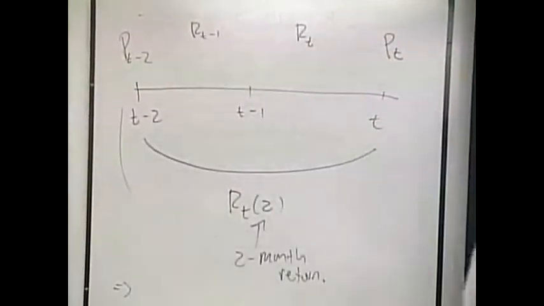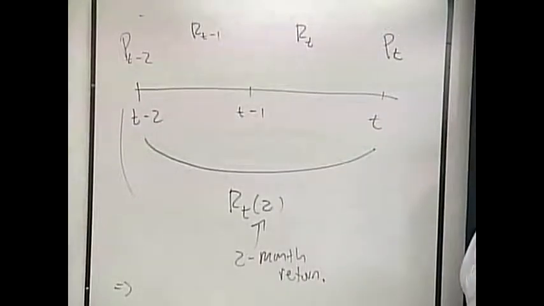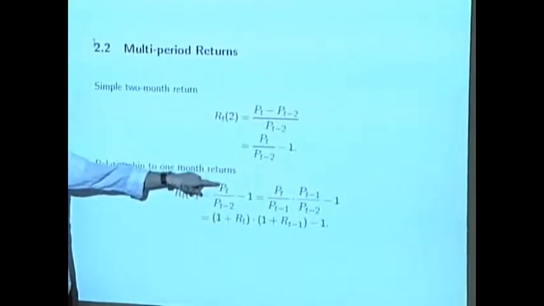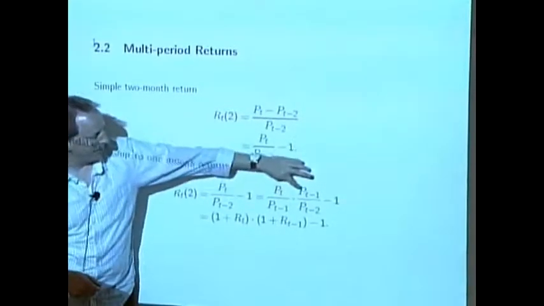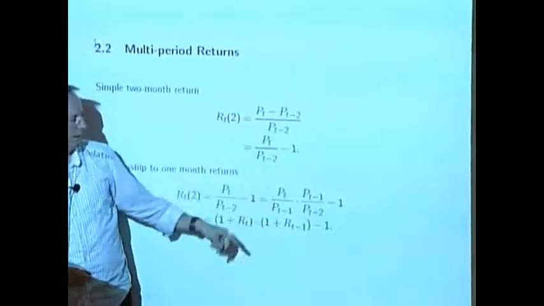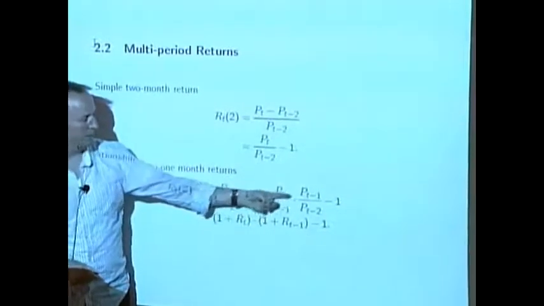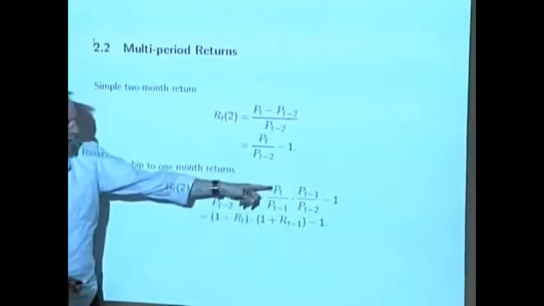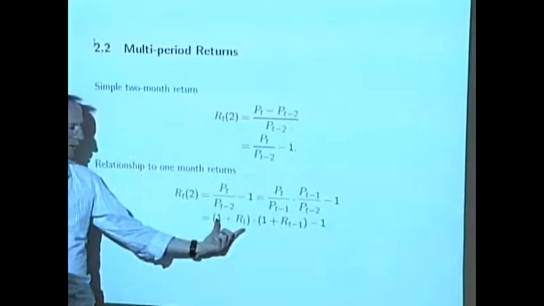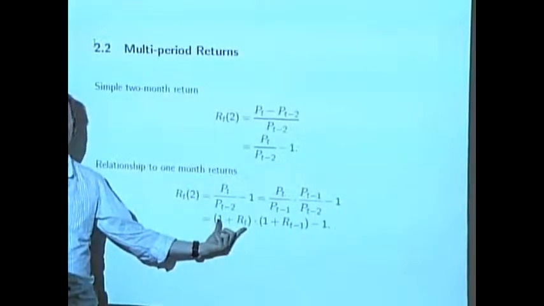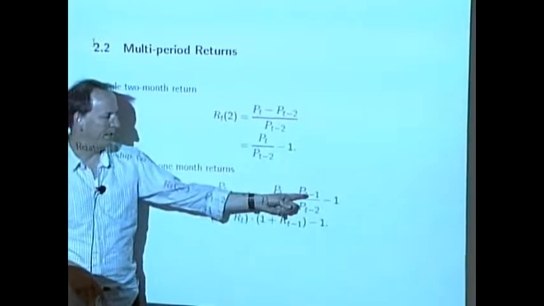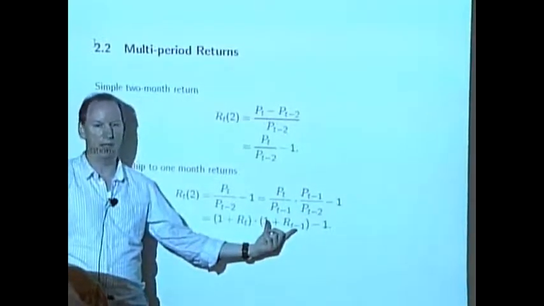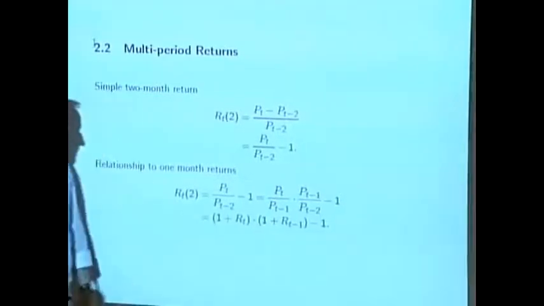We can do this little trick. We know that the 2-period return is pt divided by pt minus 2 minus 1. Now, we can take this pt divided by pt minus 2, and we can multiply and divide by pt minus 1. That gives us pt divided by pt minus 1, times pt minus 1 divided by pt minus 2. Now, pt divided by pt minus 1 is 1 plus the rate of return between periods t minus 1 and t. And pt minus 1 divided by pt minus 2 is 1 plus the rate of return between time periods t minus 2 and t minus 1.